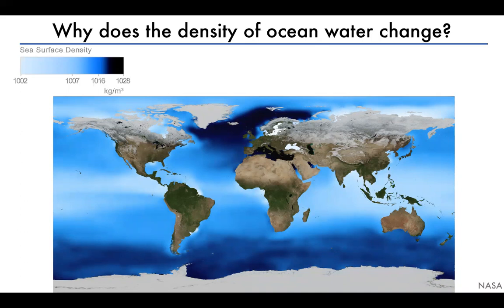Again, we're just looking at the surface here. If you notice up here in the top left-hand corner, we're looking at the color bar that tells us what the colors on this map mean. So lighter colors mean lower density. This 1002 is very close to the freshwater density. And then if we look up here, the darker colors are higher density. So this is similar to some of the maps we've already looked at.